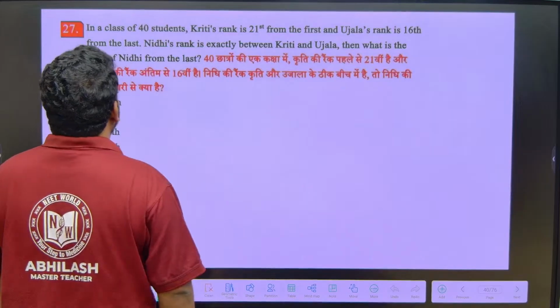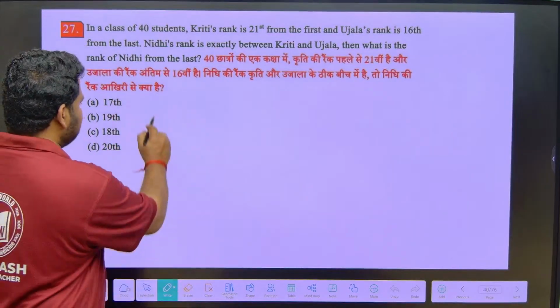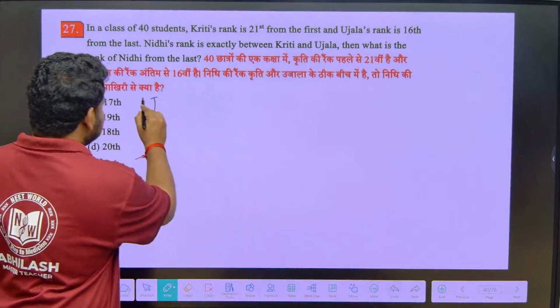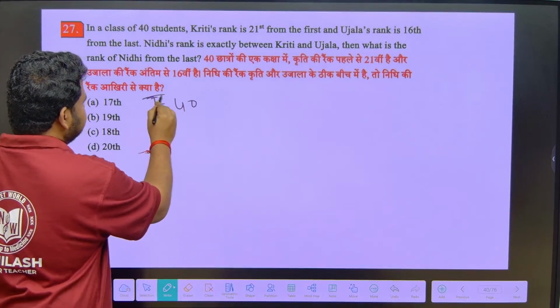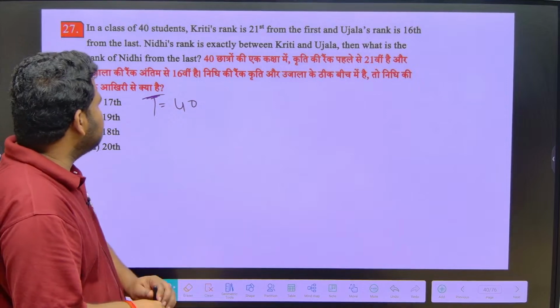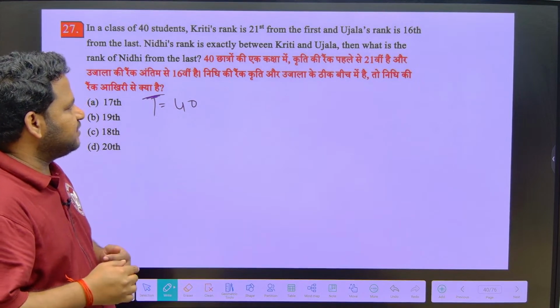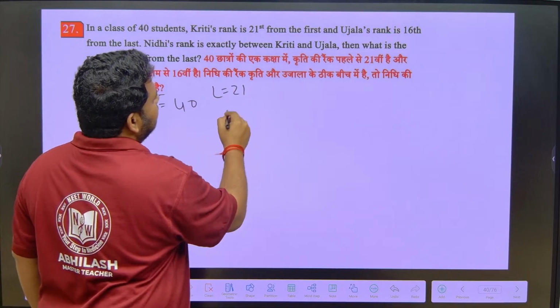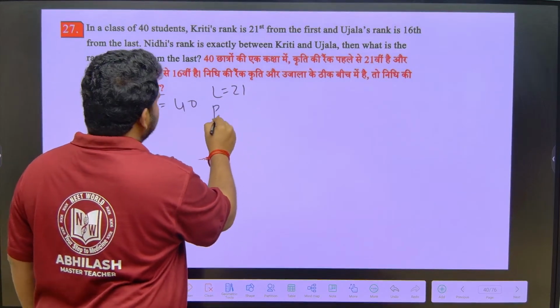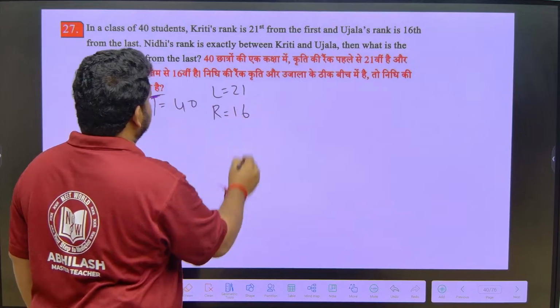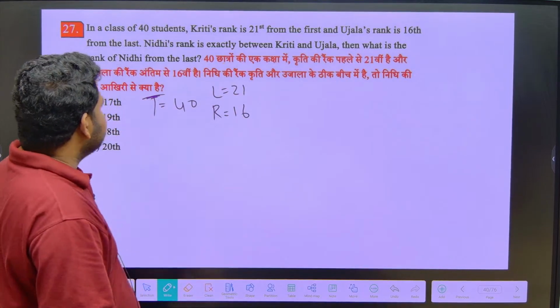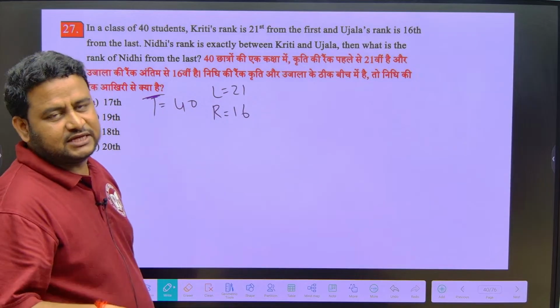Look at this. In a class of 40 students, that means total is 40. Kriti's rank is 21st from the first. From the first means it is left. Left is 21st, and Ujjala's rank is 16th from the last. That is 16. Nidhi's rank is exactly between Kriti and Ujjala.